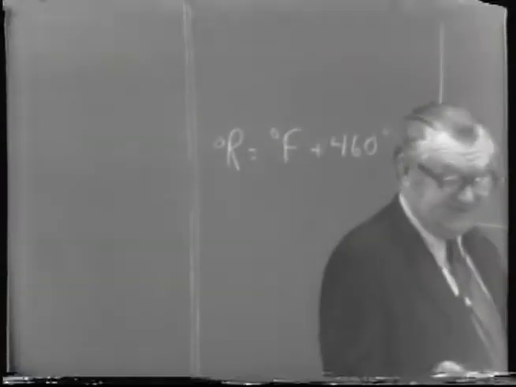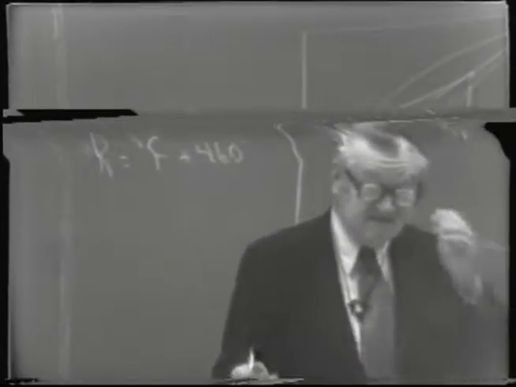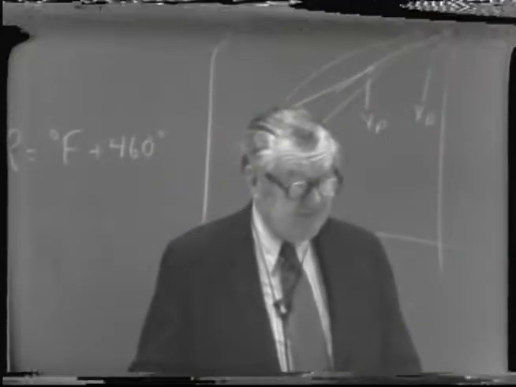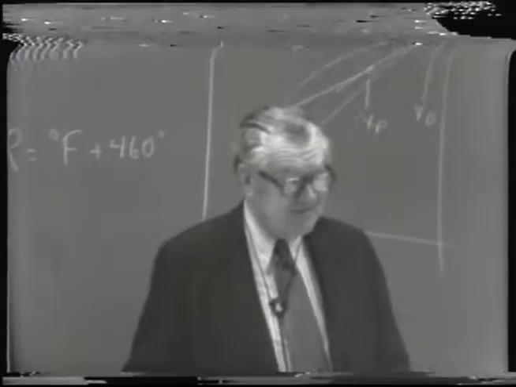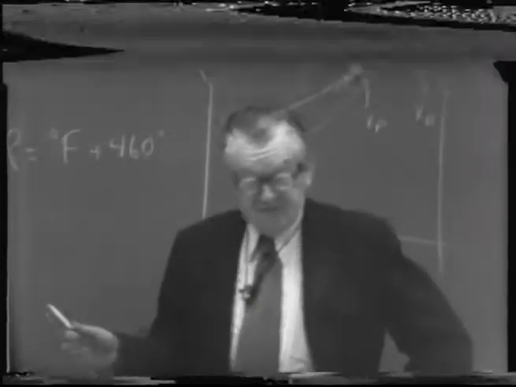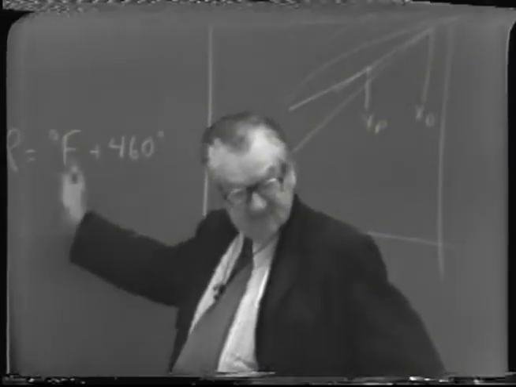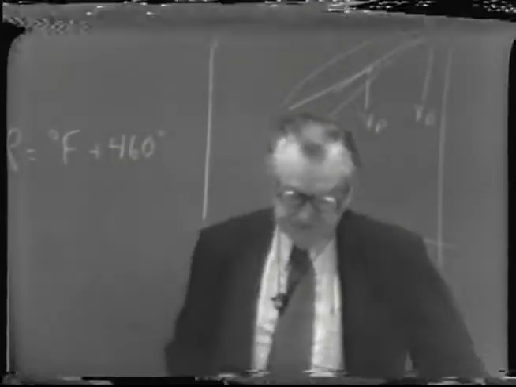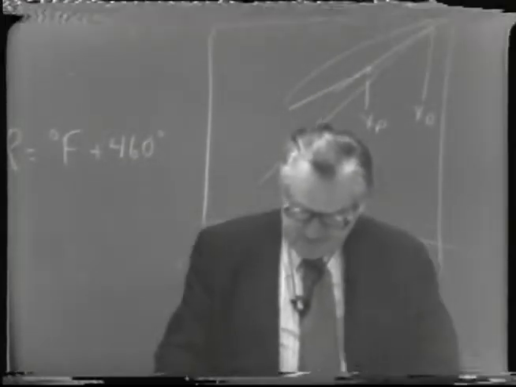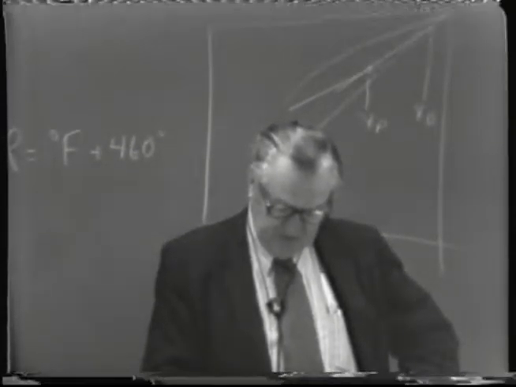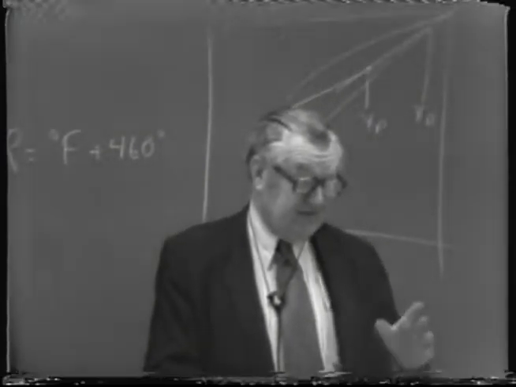That's the same as if you're using the centigrade or the Celsius scale. You'd say that the absolute degrees Celsius is equal to degrees centigrade plus 273. 460 is the corresponding term. So you multiply by the ratio of the temperatures. Well, I had to look up.